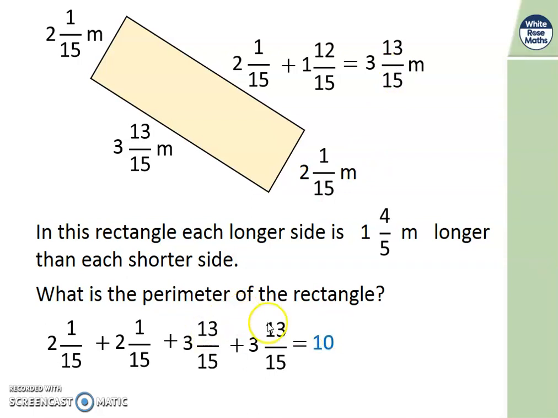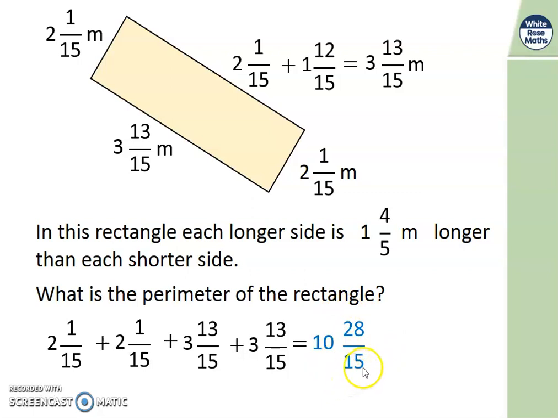First of all, you can see I've got the answer of 10 whole ones. I did that by doing 2 add 2 is 4, 3 add 3 is 6, 6 add the 4 is 10 whole ones. Then I can see I've got 1/15 add 1/15, add 13/15 add 13/15, which is 28/15 altogether.